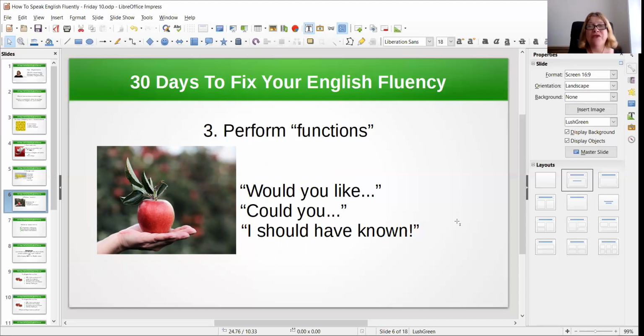Could you? A really nice way of starting a request. Could you lend me some money? I should have known, a sort of regret. I should have known that you would have done this. Why didn't I think? I should have known. So modals are also a very good way of showing functions in a sentence.